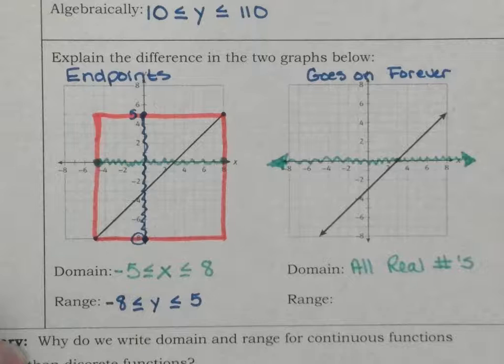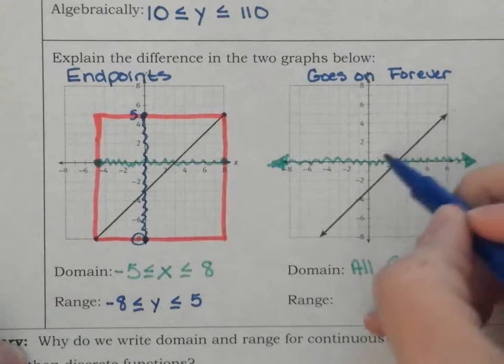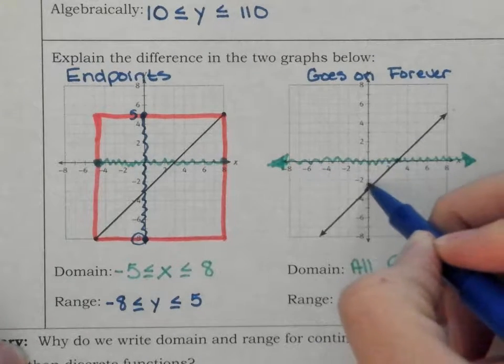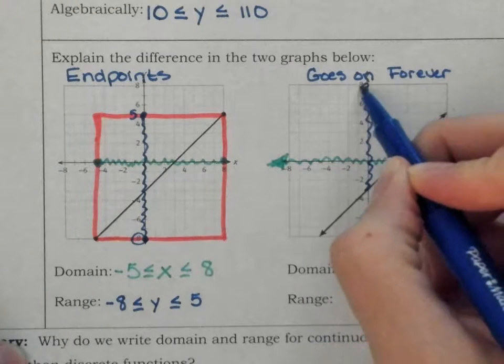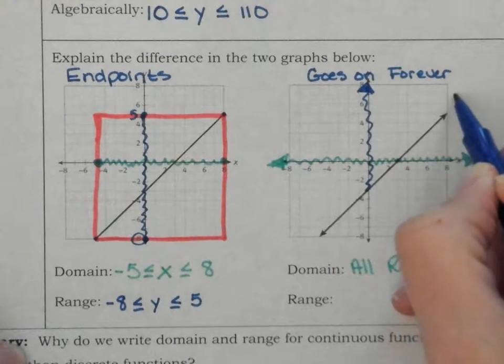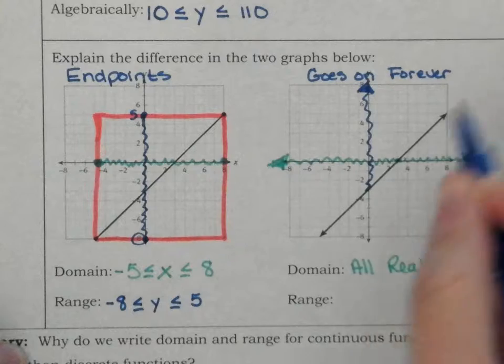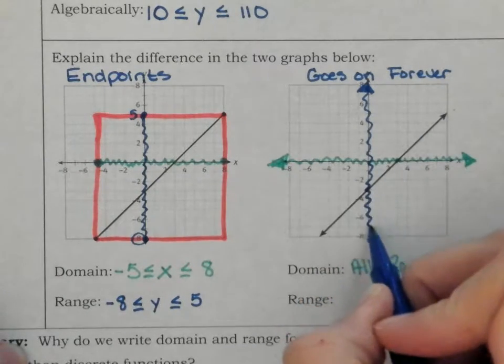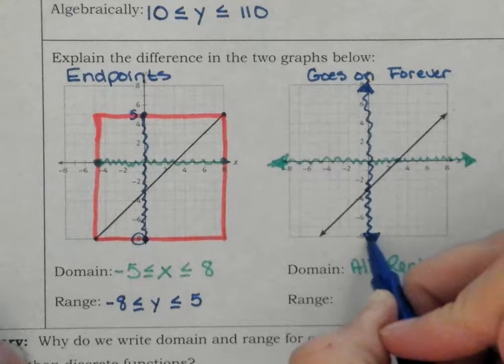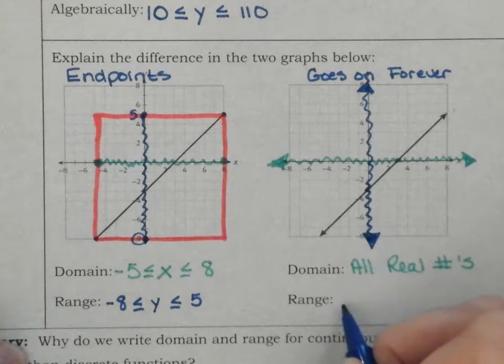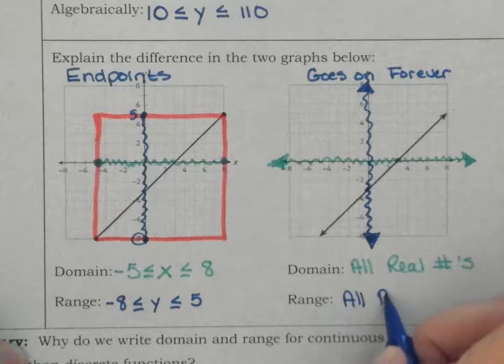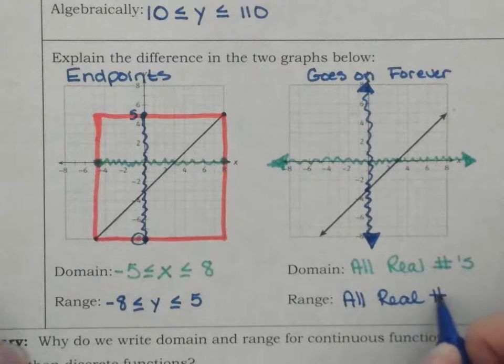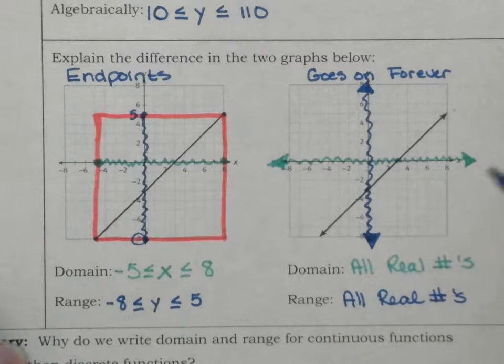And if I look at the range, we just talked about this as well. It is going up forever. So it's going up here forever, but I want to look at my axis. And it's also going down forever. And so again, the range would be all real numbers. So when we have arrows, we have to look at things a little bit differently.